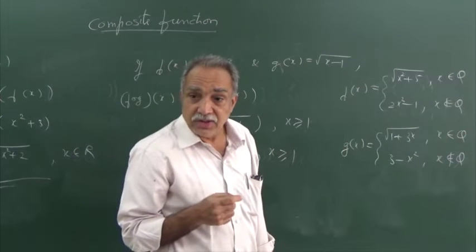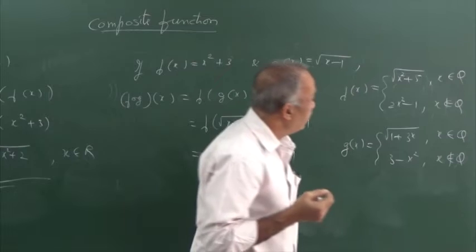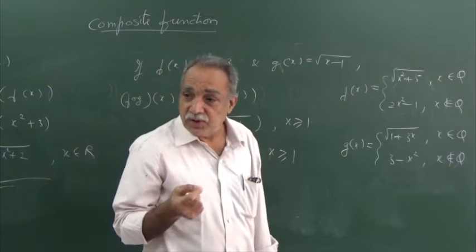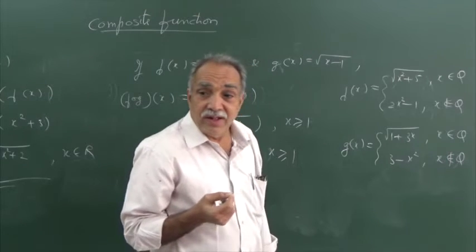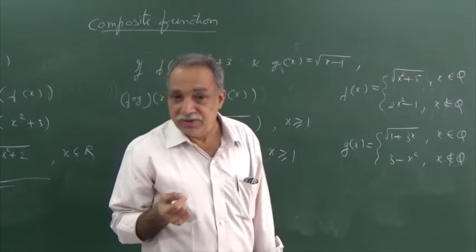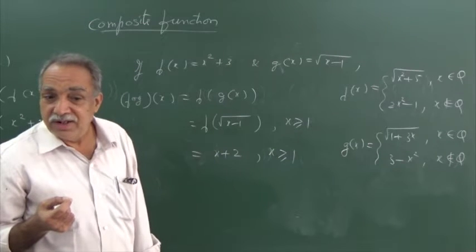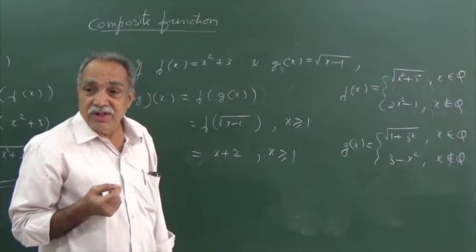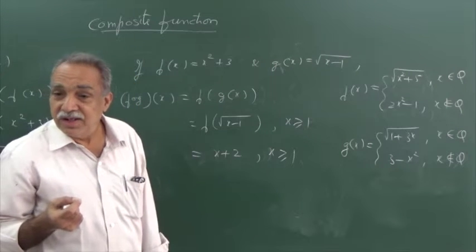3 or 7? 3. What is f of 1? Root 6. F of 0? Root 5. F of pi? 2 pi square minus 1. G of 1? 2. G of 0? 1. G of root 3? 0.